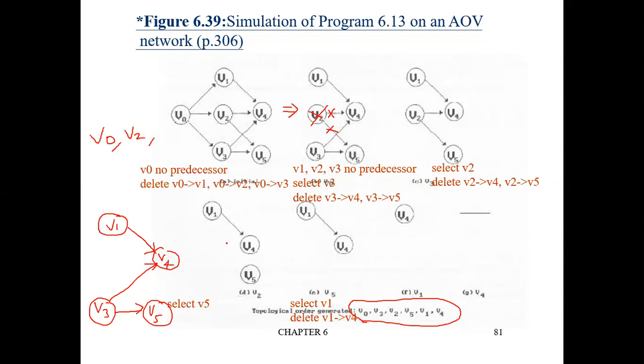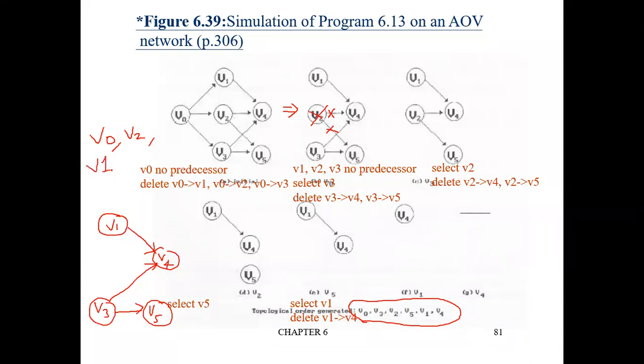how many vertices are there which have 0 in degree? 2. Which are the vertices? V1 and V3. So now you can visit either V1 or V3. Let us assume that we are visiting V1. Say I am visiting V1.